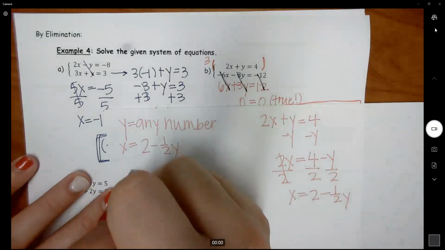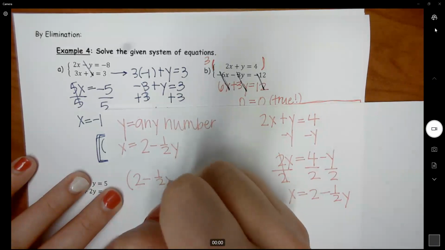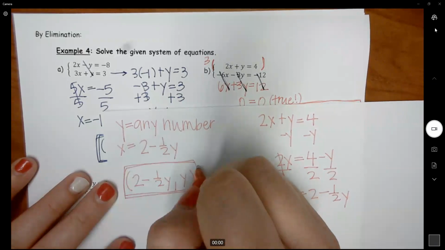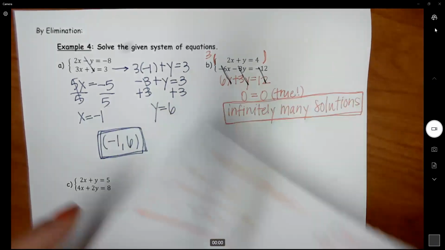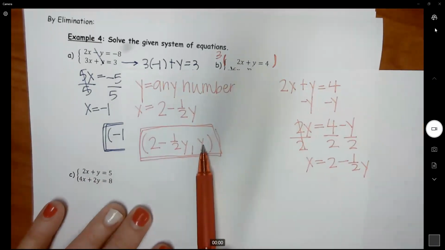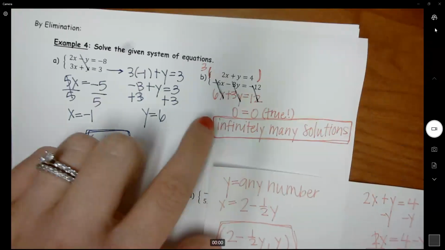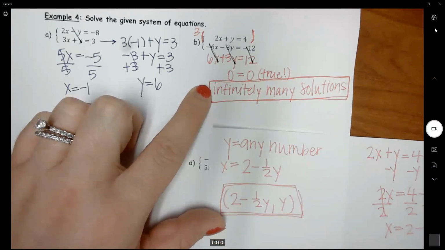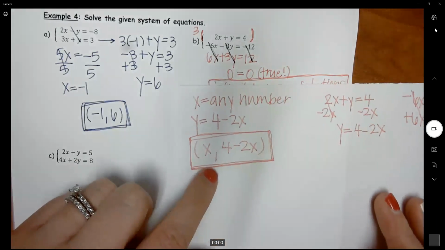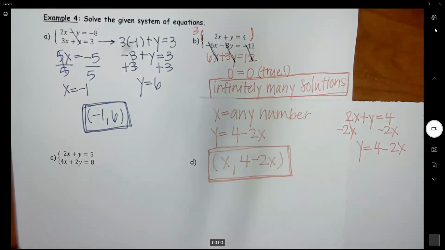And so that ordered pair is now, it's always x comma y. So it's 2 minus 1/2 y, comma, y. And this is the exact same thing as this one here. You're going to get the same answer no matter what, but now you're picking what y is and you're plugging this in to get your x coordinate. But if you get infinitely many solutions, you're going to be asked to come up with this formula or this ordered pair to generate any number of these infinitely many solutions.